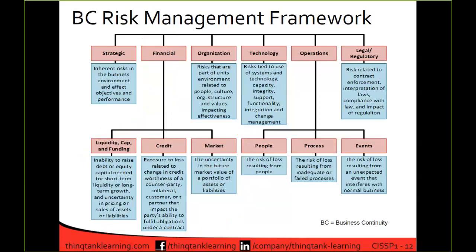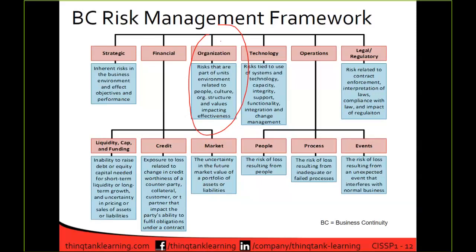So the organizational risks, risks that are a part of units, environments related to people, culture, structure, values impacting effectiveness. These would be more specific to your business, and depending on the line of business that you're in, will determine what that risk is. We'll get into quite a bit in this module, in this particular domain. We'll get into a lot of that assessment based on the environment. Are you in the healthcare industry? Are you in the public sector? Are you private sector? Are you in the financial industry, and so on?